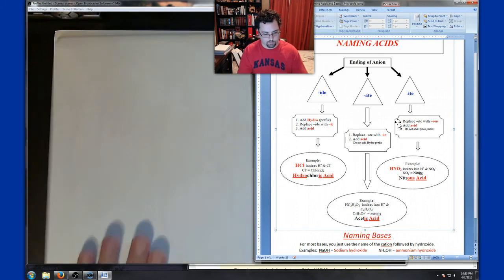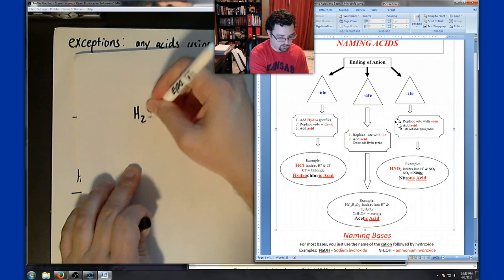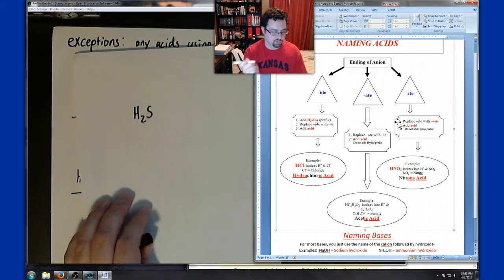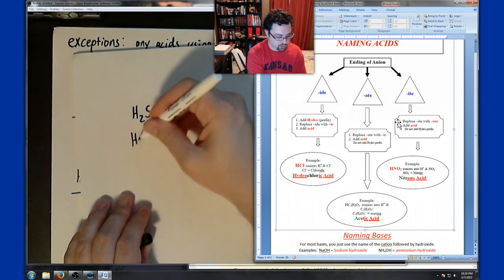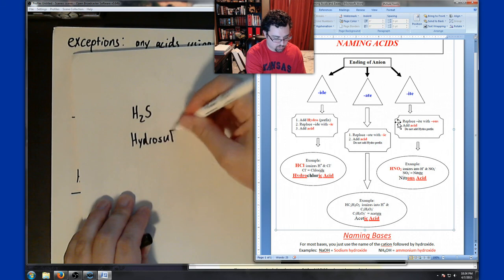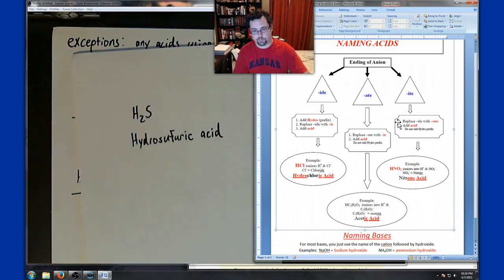So for example, if you had H2S, then S is sulfur by itself, sulfide. So this would be hydro, because it came from the periodic table, sulfuric. So instead of sulfic, it's sulfuric acid.